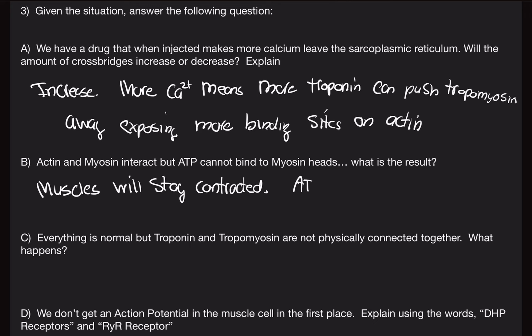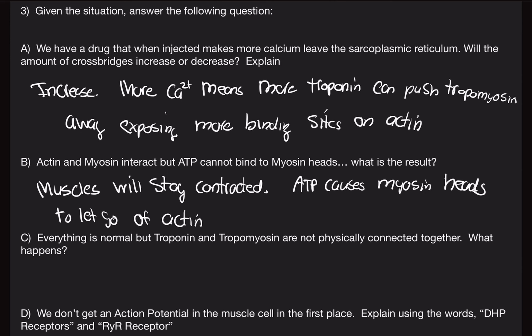So ATP causes myosin heads to let go of actin. So no ATP equals no letting go.